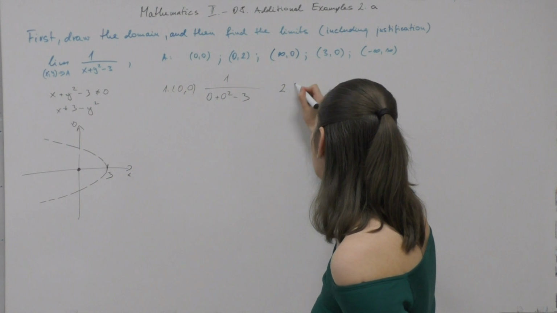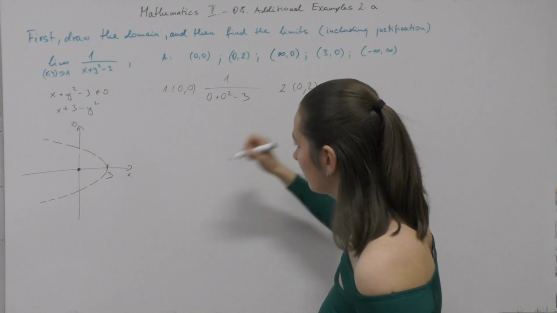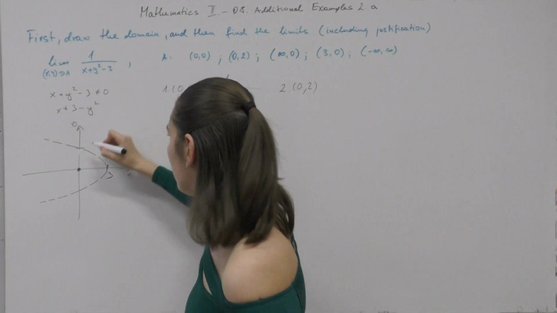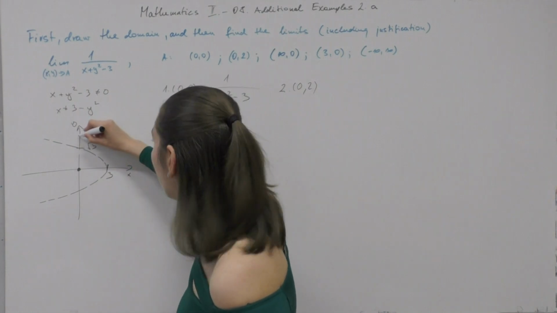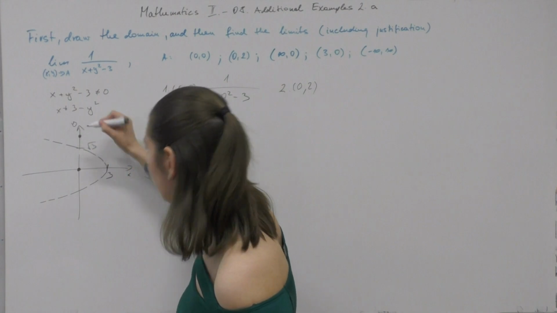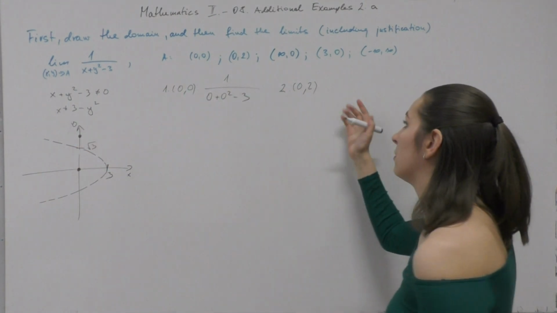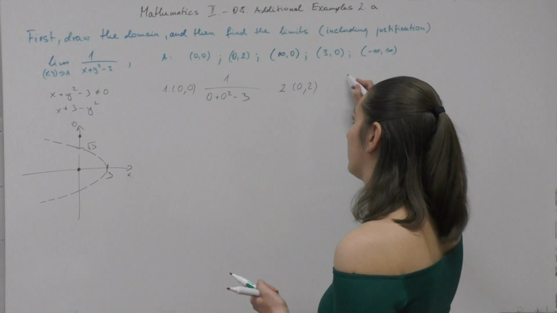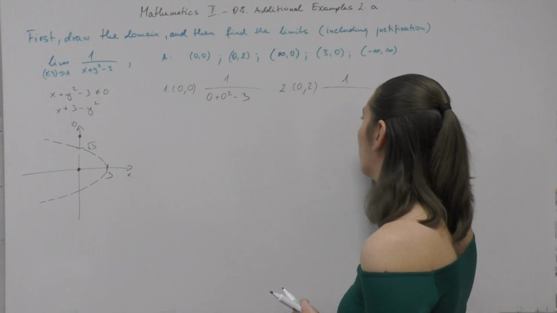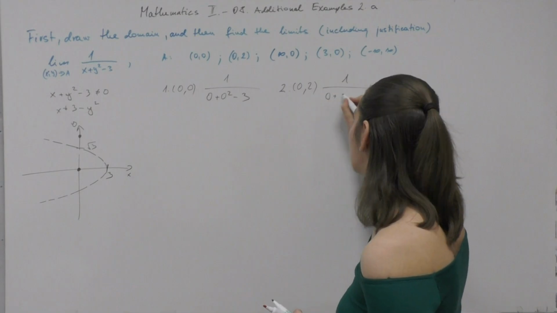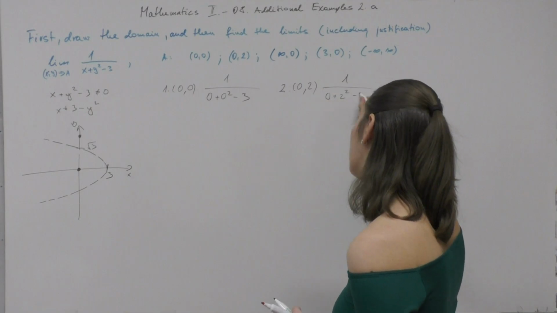Our second point is 0, 2. Here it's the square root of 3, and our point is gonna be here in the domain, so the limit will be the function value. Here it's 1 over 0 plus 2 squared minus 3.